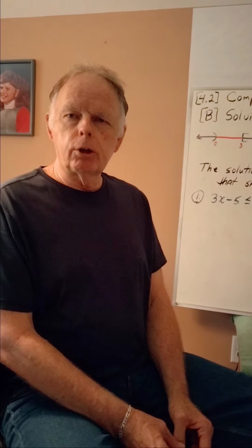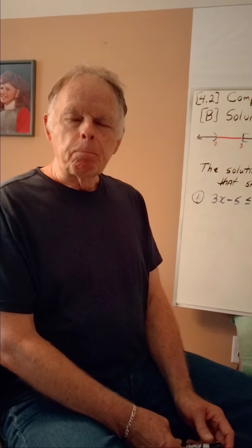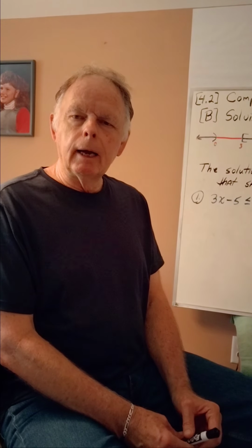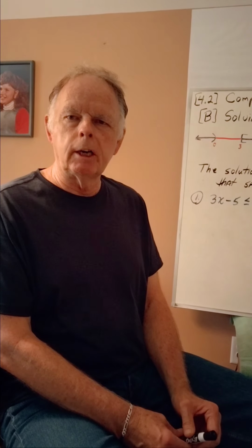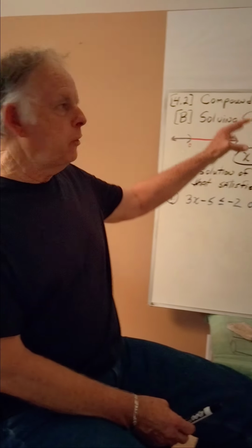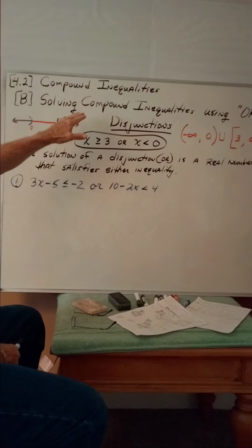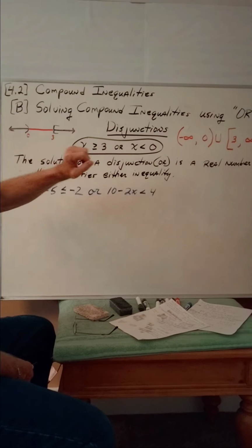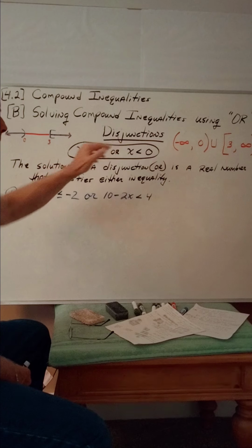Now we're going to move to the second type of compound inequality that happens to be called a disjunction. A disjunction is a compound inequality that is joined by the word or. So up here on this board, just for a second, it speaks to that word. We're going to be turning our attention now to solving compound inequalities using or. And they're called a disjunction.